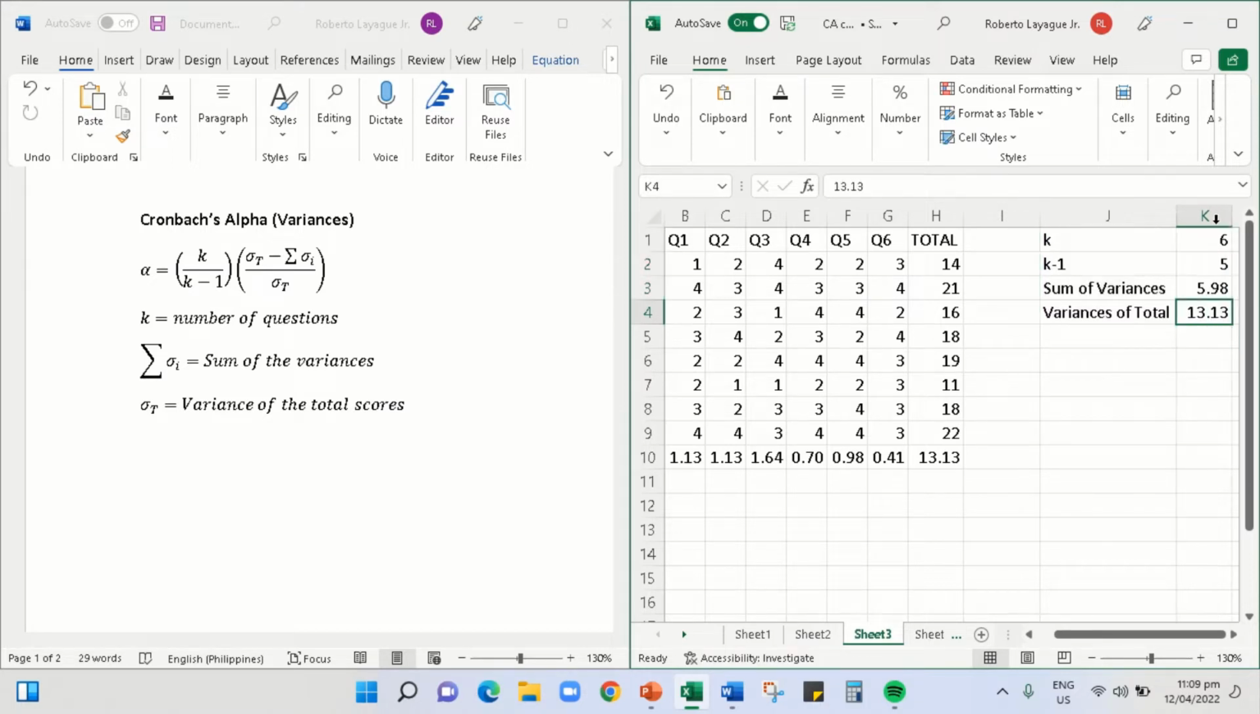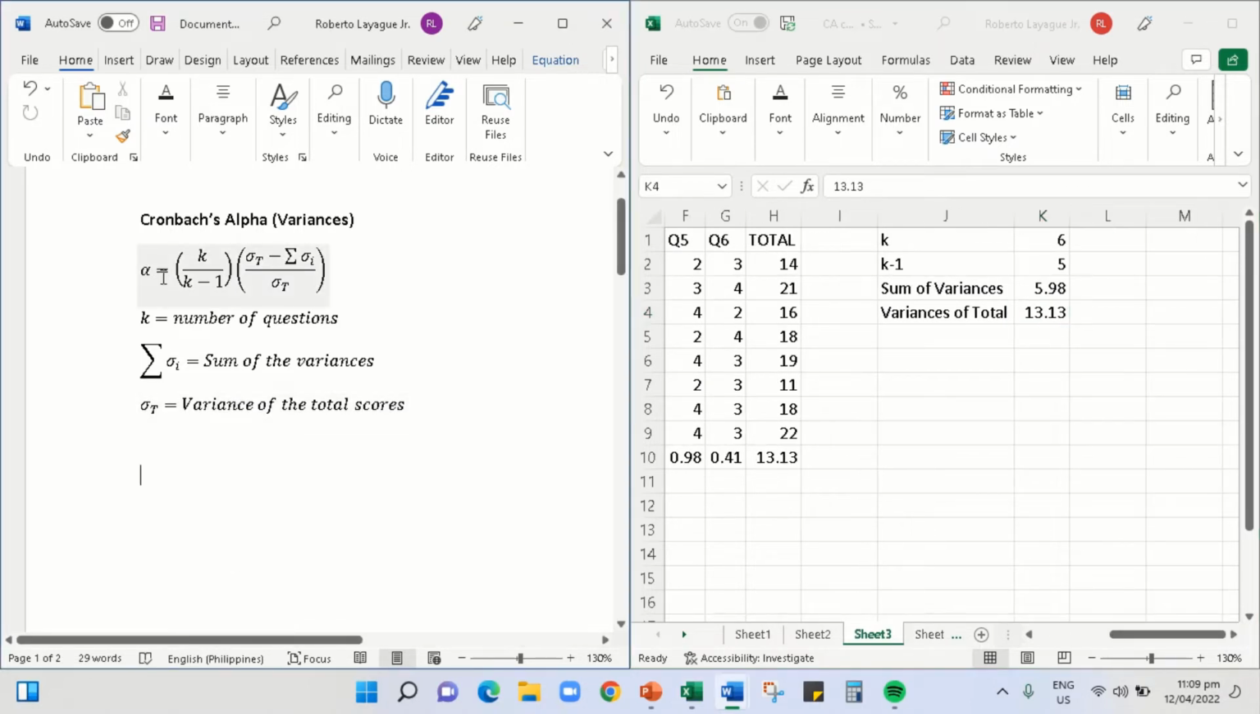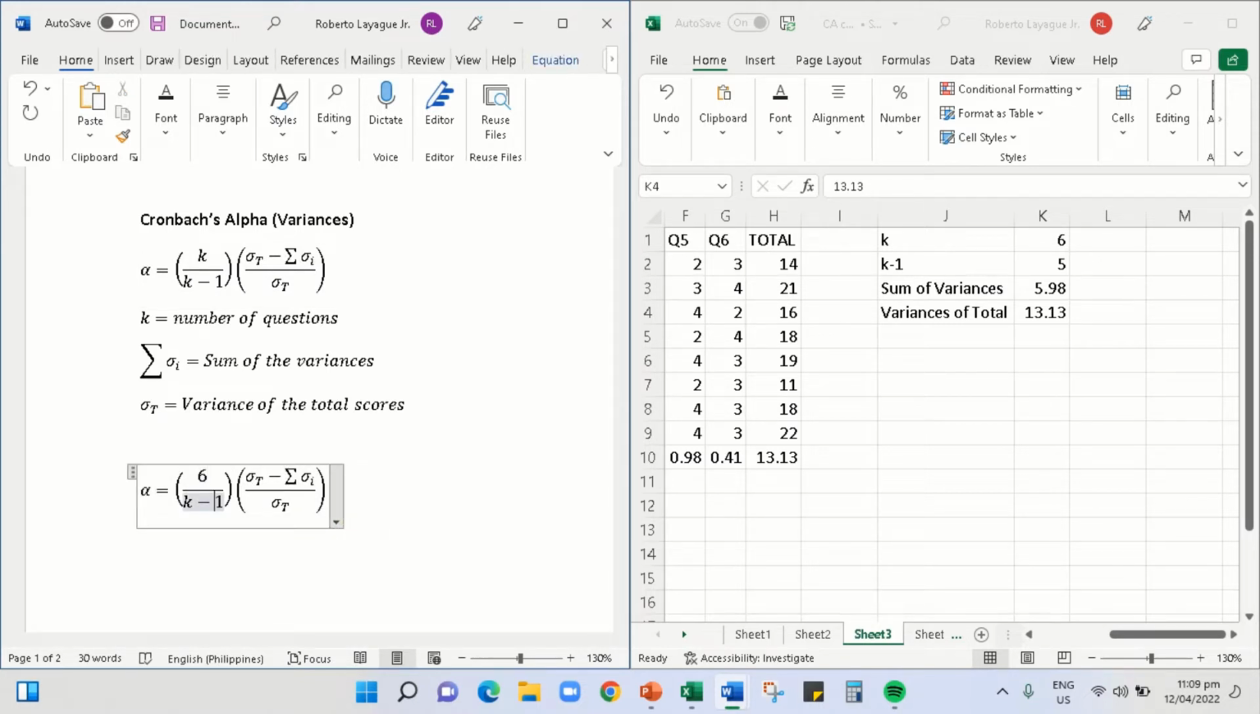I think we can use 2 decimal places. Let me copy our formula so that I can do the computation here. So we're getting the alpha. k, we denote that as 6, and then 6 minus 1, it's 5. Substituting that so that it's much easier. So 13.13, and then this is 13.13 as well, and then this is 5.98.